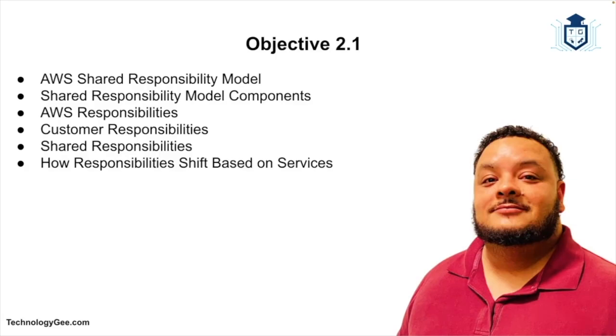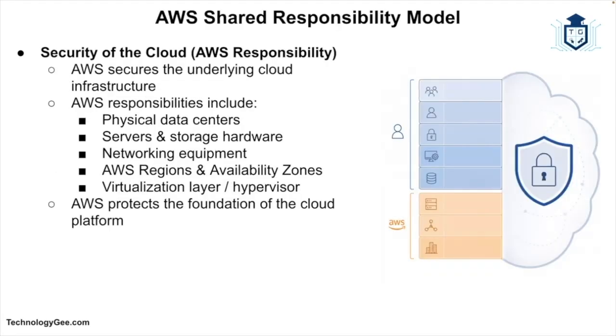The landlord, or AWS, is responsible for the building, the structure, the plumbing, and the electrical systems. But inside your apartment, all of that's on you. And if you leave the door unlocked or you don't clean up, well, that is your responsibility and not the landlord's. And that's exactly how AWS works.